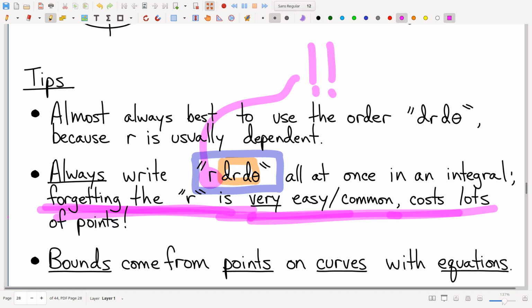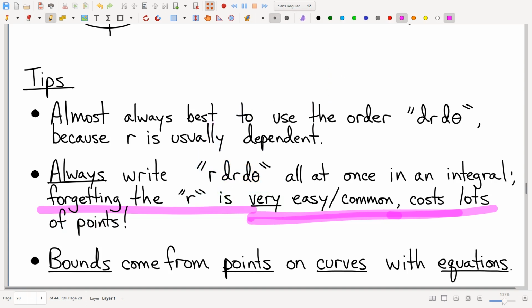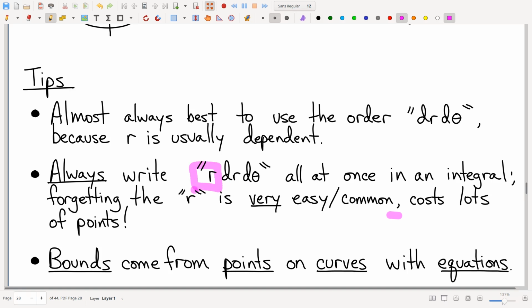20% of the students will forget to put the r in there if they don't follow this rule. So again, there's no reason not to. There's no circumstance, in actually working out the algebra of a question, where you will not need that r. You will never write down dr d theta without needing the r next to it. There's no reason not to write it down all at once. So again, I implore, please write that down all at once so you don't forget it.